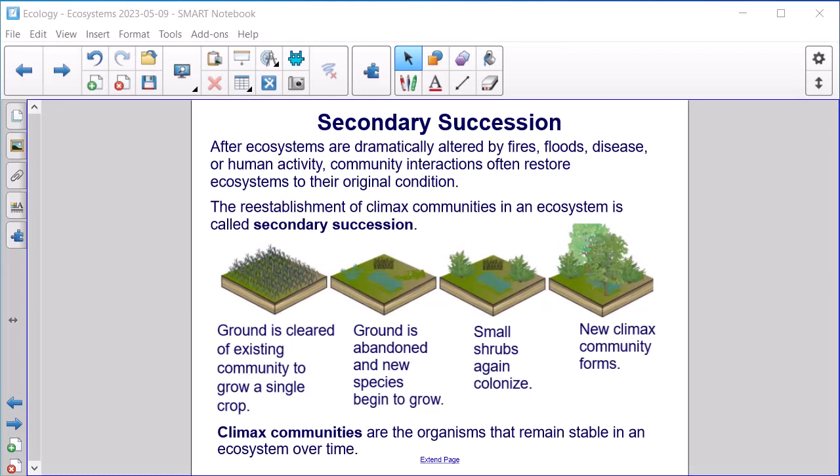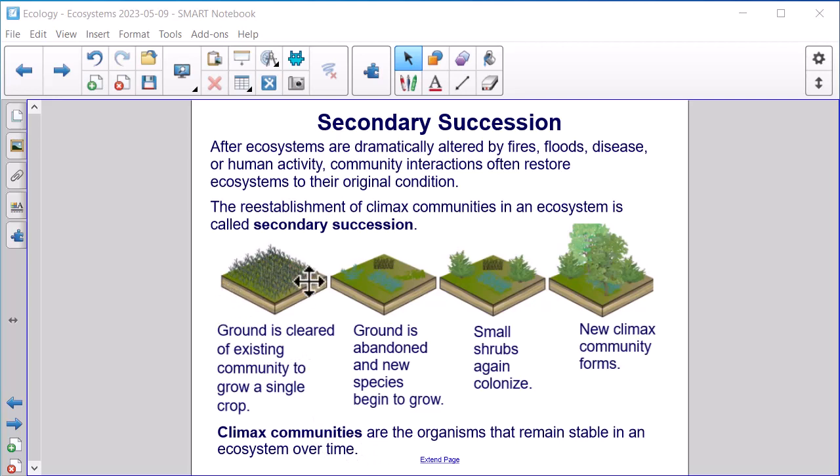After ecosystems are dramatically altered by fires, floods, disease, or human activity, community interactions often restore ecosystems to their original condition. The reestablishment of climax communities in an ecosystem is called secondary succession. Climax communities are the organisms that remain stable in an ecosystem over time.